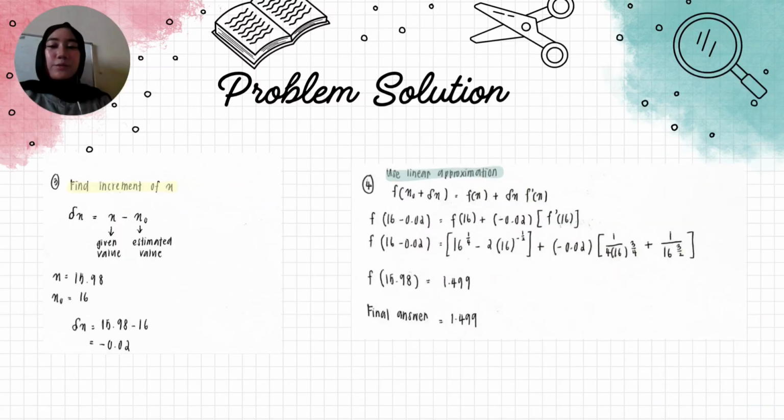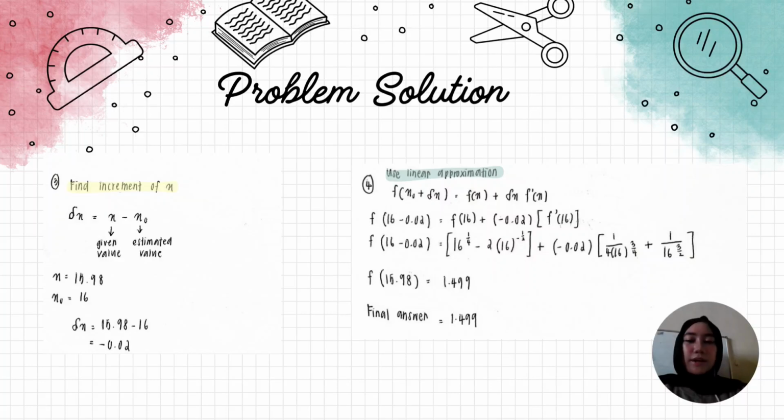Now, for step 3, we need to choose an ideal baseline point x for our approximation. We want a whole number very close to 15.98 so that it easily works with fourth roots and square roots, so we choose 16. Our given target value x is 15.98. To find our change in x, known as delta x, we subtract 16 from 15.98. Therefore, it gives us an increment of exactly negative 0.02. Our final step is to use the linear approximation formula, which is f(x plus delta x) equals f(x) plus delta x multiplied by f prime x.